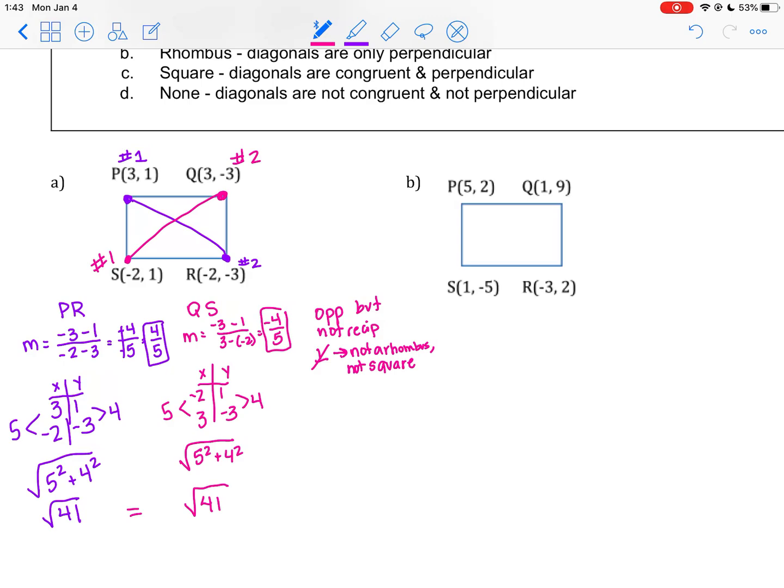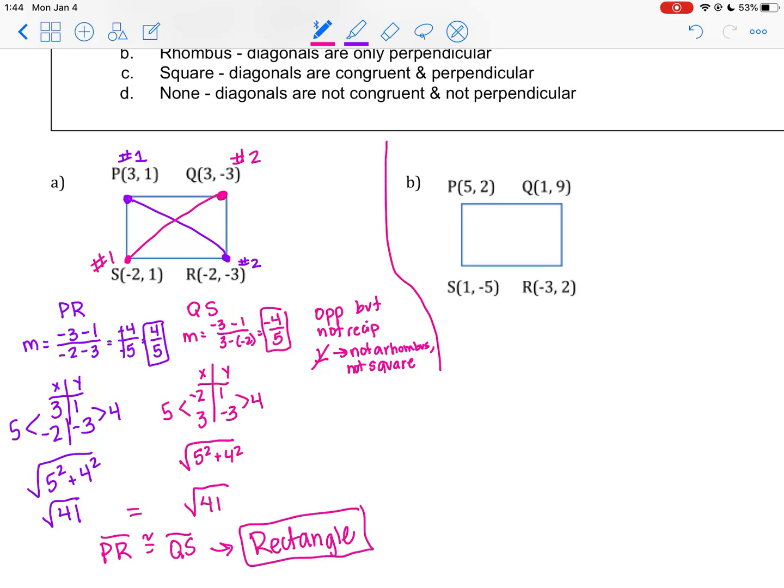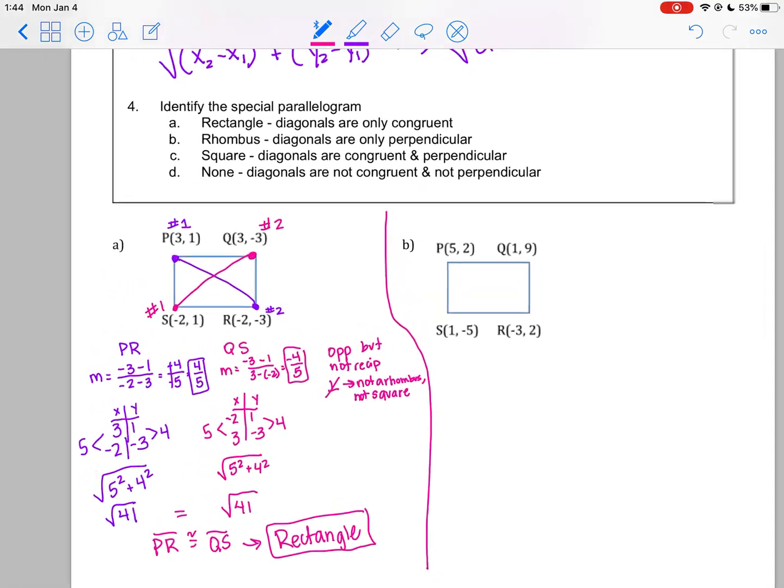Since those diagonals have the same length, that means that the diagonals are congruent. So PR is congruent to QS. That means that this is a rectangle. So this parallelogram that was given to us is a rectangle.